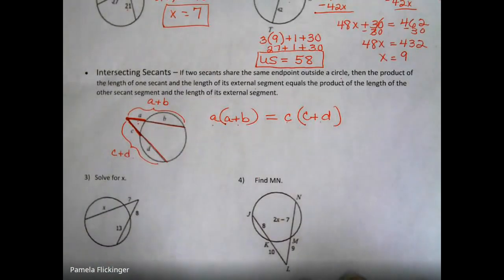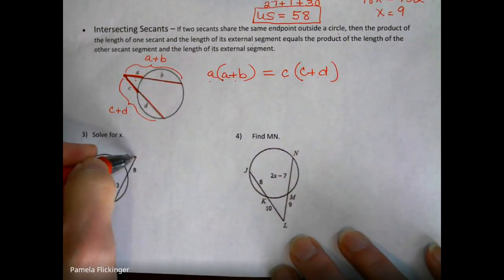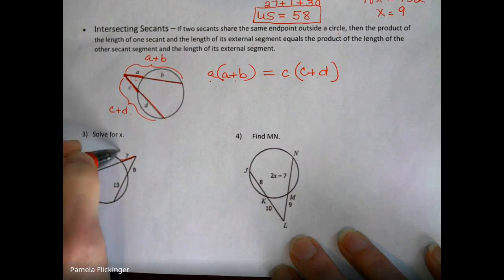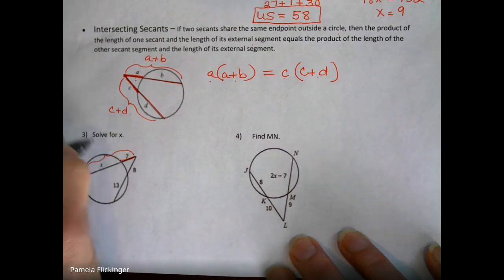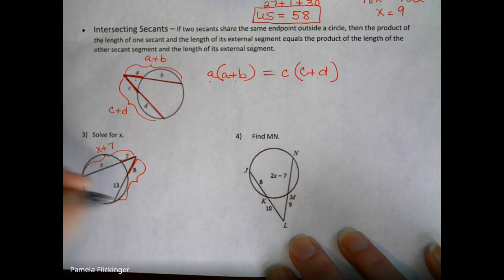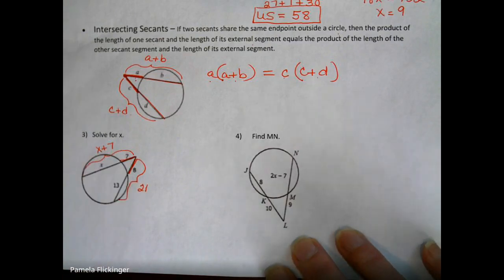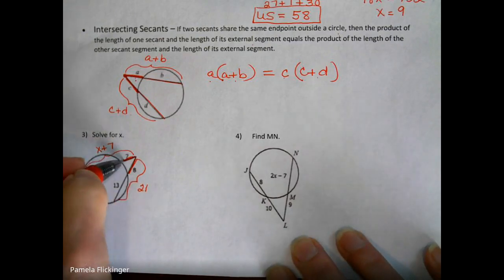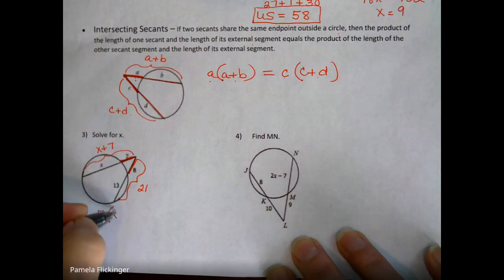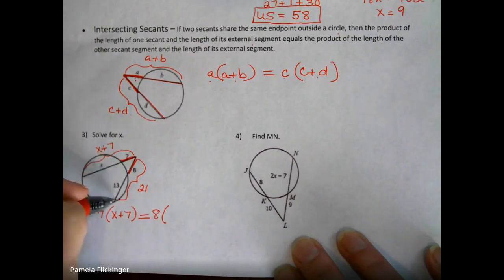So when I look at number 3, I've got an external part of 7, and then I would need what would represent the whole secant segment. And x plus 7 is just that, x plus 7. And then I've got an external part of 8, and then I need the whole secant segment, which would be 8 plus 13, which is 21. So to set up my equation, I'm going to have the external part 7 times the whole secant, which is the quantity x plus 7, and that will equal 8 times the whole secant segment of 21.